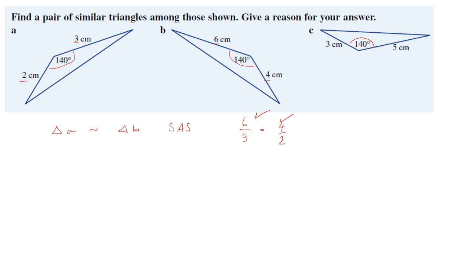If we were to compare our longer side, so 5 centimeters, to the long side in triangle A, which is our 3 centimeters, 5 divided by 3. Let's compare that to the two shorter sides, 3 divided by 2. 5 divided by 3 does not equal 3 divided by 2. Therefore, triangle A and triangle C are not similar. Okay?